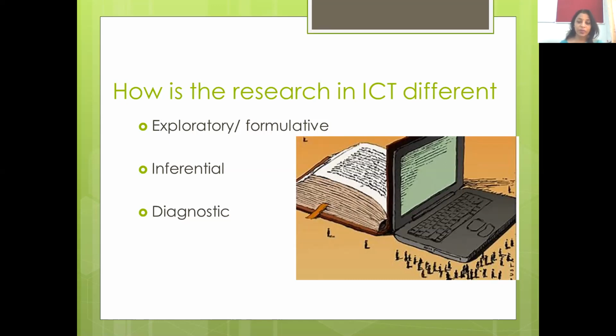We also try to see the cause and effect of the research. We diagnose a problem. So any problem which we want to diagnose becomes a research which is using an ICT tool, information and communication technology tools. So that is a research.